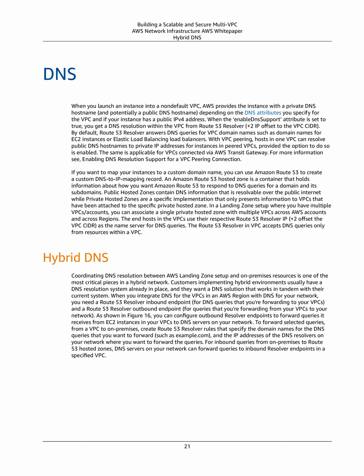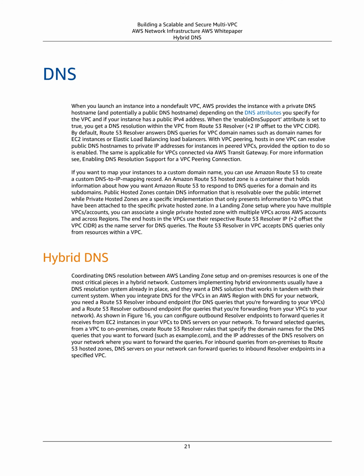In a landing zone setup where you have multiple VPCs/accounts, you can associate a single private hosted zone with multiple VPCs across AWS accounts and across regions. The end hosts in the VPCs use their respective Route 53 resolver IP, +2 offset of the VPC CIDR, as the name server for DNS queries. The Route 53 resolver in a VPC accepts DNS queries only from resources within a VPC.